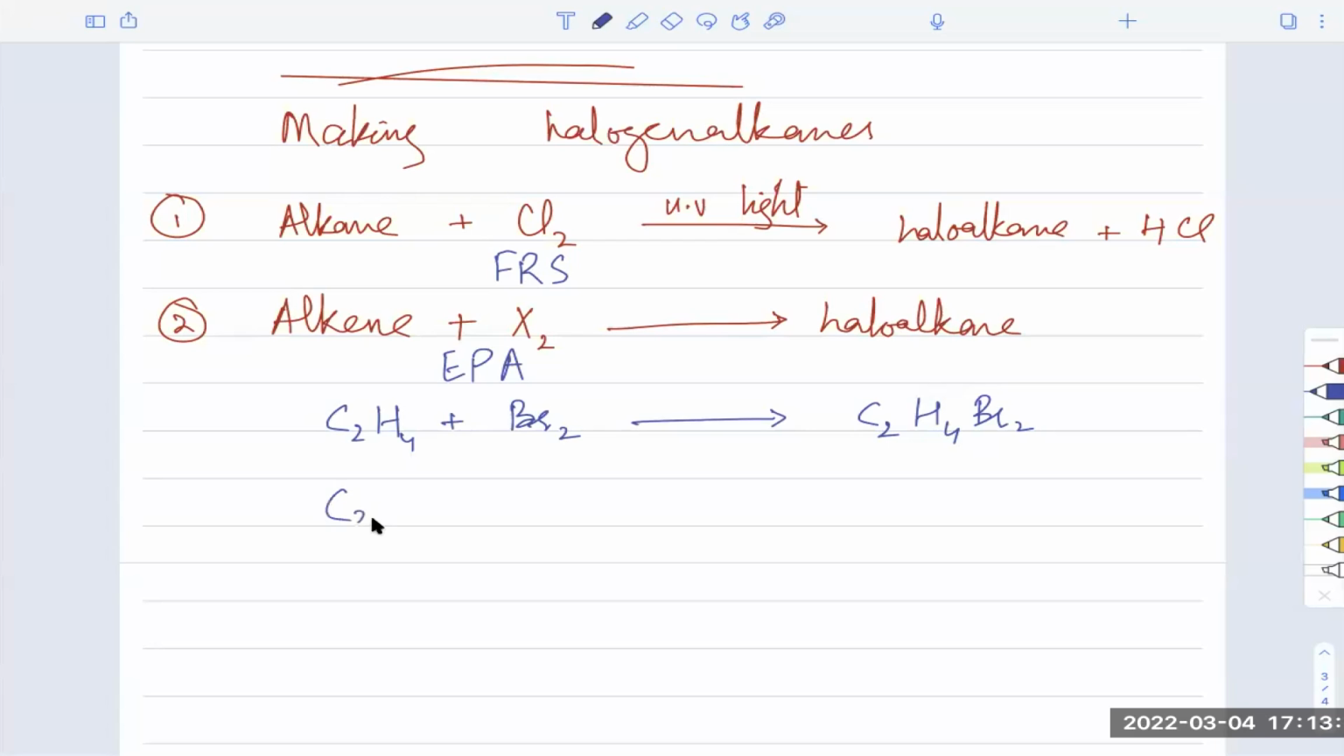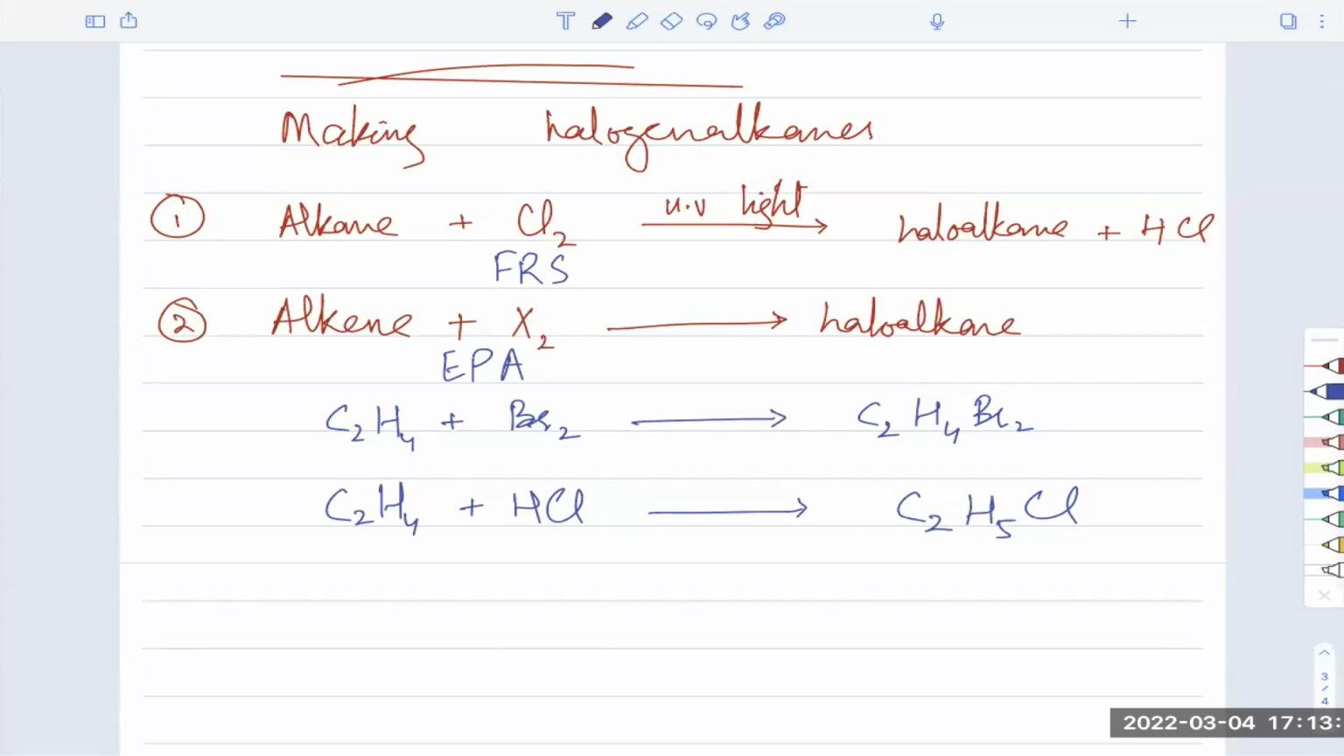But what if I don't want it to be on both the carbons? If I just want it to be on one carbon, I could use an acid. I could use maybe HCl. And in that case, I will get C2H5Cl. So one carbon gets the chlorine and one carbon gets the hydrogen. I could use HBr, I could use HI. And obviously, depending on the reactivity of the acid or what compound you're using, the thing varies.